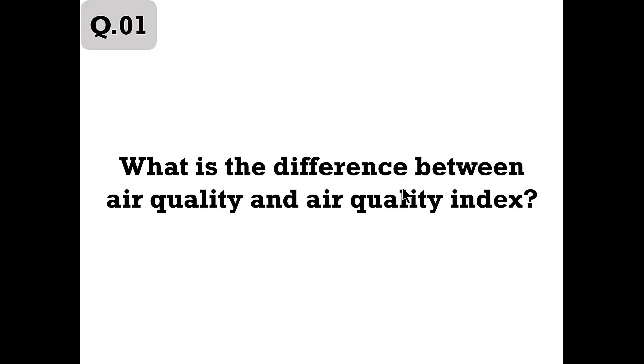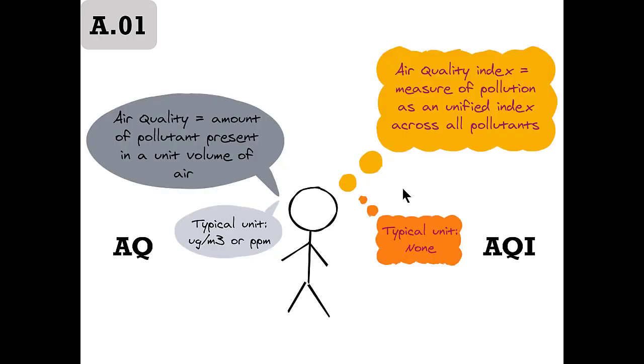So let's jump into the frequently asked questions. First one is, what is the difference between air quality and air quality index? Air quality is the amount of pollutant present in the unit volume of air. So this is what we breathe on a regular basis. This actually has a unit. For most of the time, aerosols, particles, they are represented as micrograms per meter cube, and the gases are usually represented as ppm, parts per million.